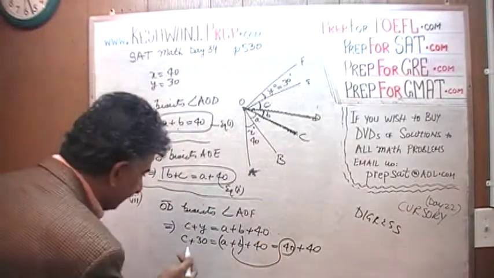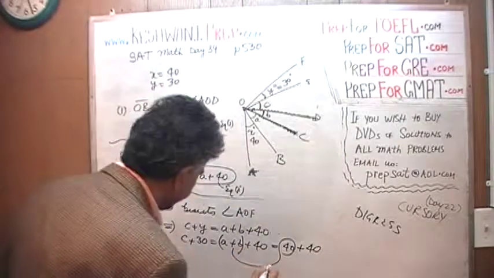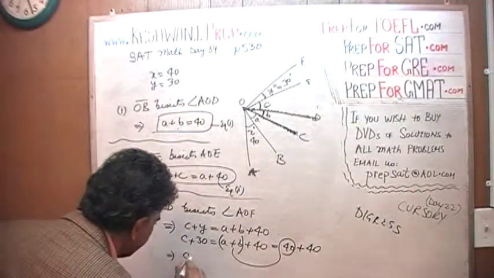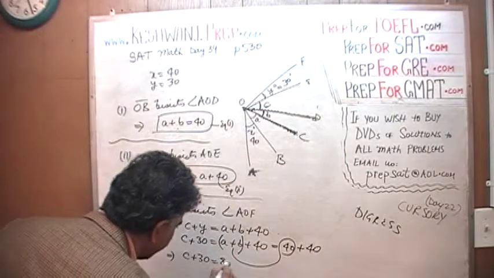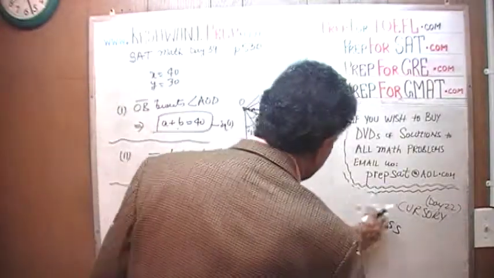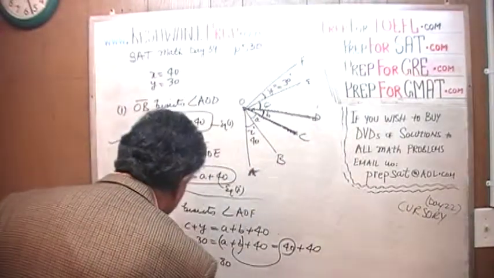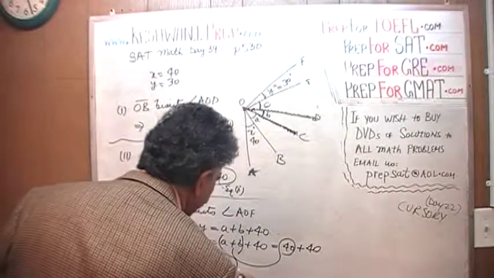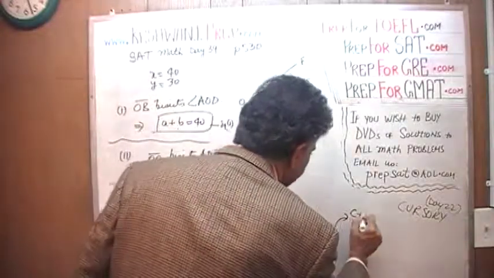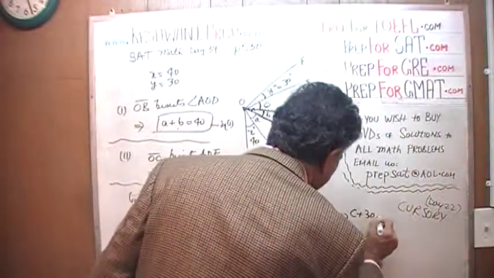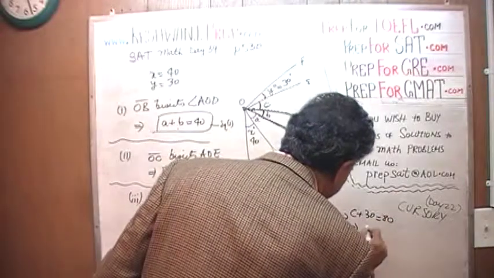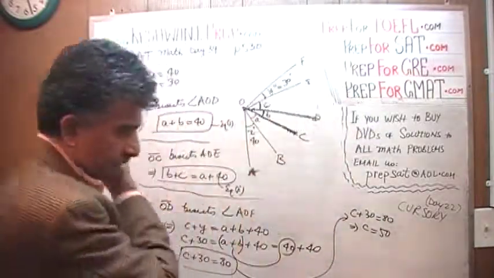Which tells us that C plus 30 equals 80. I don't know if you can read that low. I'm going to pick up from here. This part right here. C plus 30 equals 80, which implies that C must be 50.